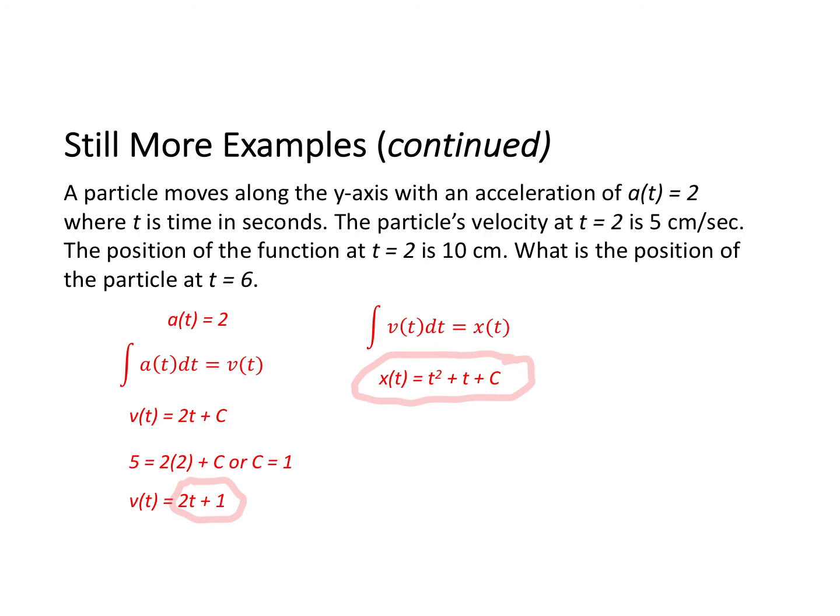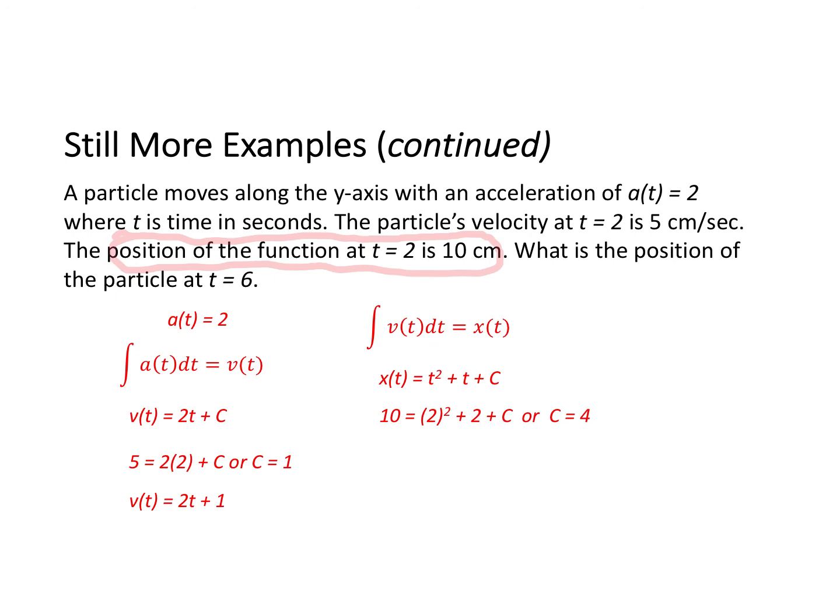So now we need to find out what c is equal to. Well, if you look back up here in the text, we know that the position of the function at t equals 2 is 10. All right? So therefore, I have my position function here, x of t is equal to t squared plus t plus c. So x of t is equal to 10. Then plug in 2 for t, and that enables me to solve for c, and that means c is equal to 4. So therefore, my complete position function, x of t, is t squared plus t plus 4.